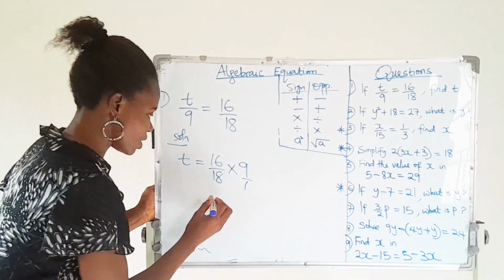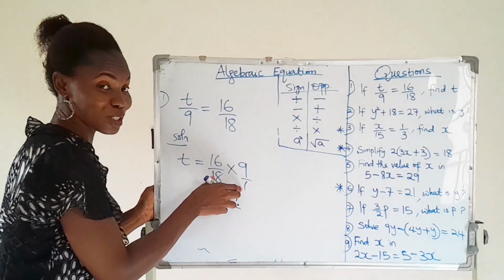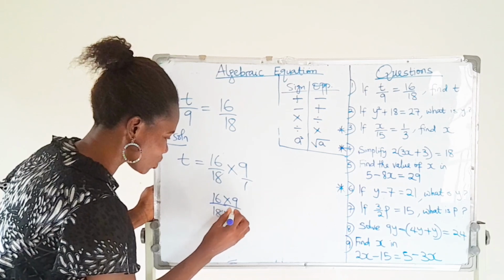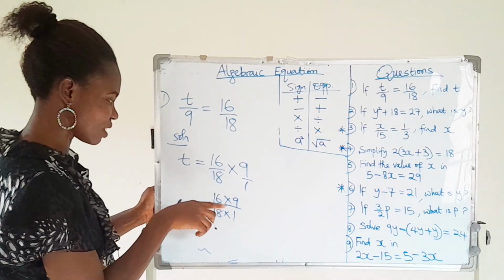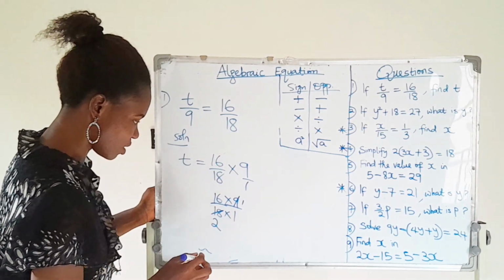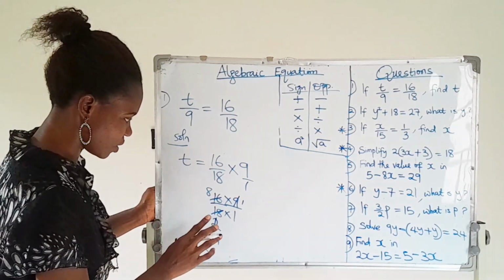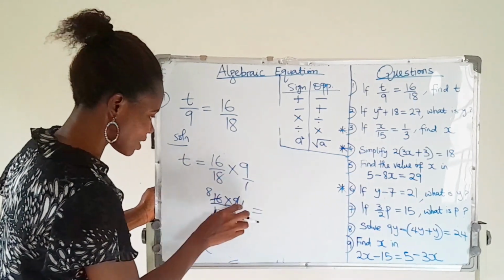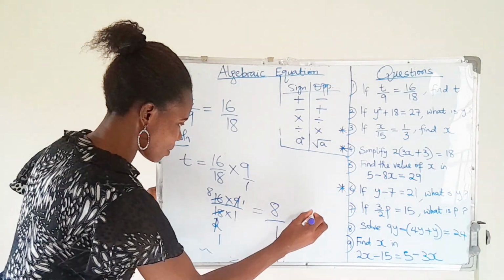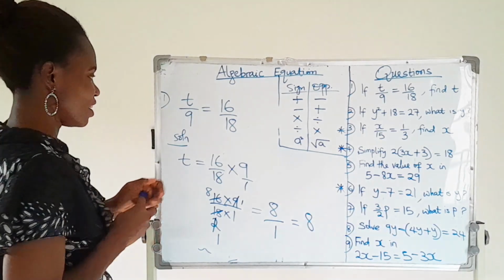Are you getting it? Alright, so we have 16 times 9 over 18 times 1. If you are yet to watch our video on multiplication of fraction, please do. We ask ourselves, is there anything that can go here? Yes. 9 can go here, 1. 9 goes here, 2. Is there any other thing? Yes. 2 can go here, 1. 2 divides 16 gives me 8. Any other? No. So we multiply out. 8 times 1 is 8, over 1 times 1 is 1. And 8 over 1 is the same thing as 8. Is that understood? Fine.